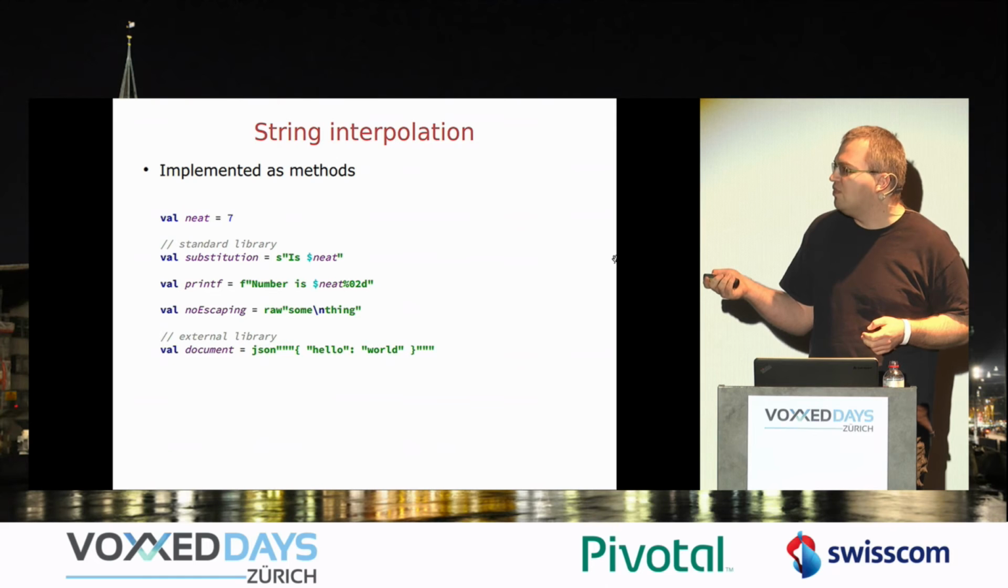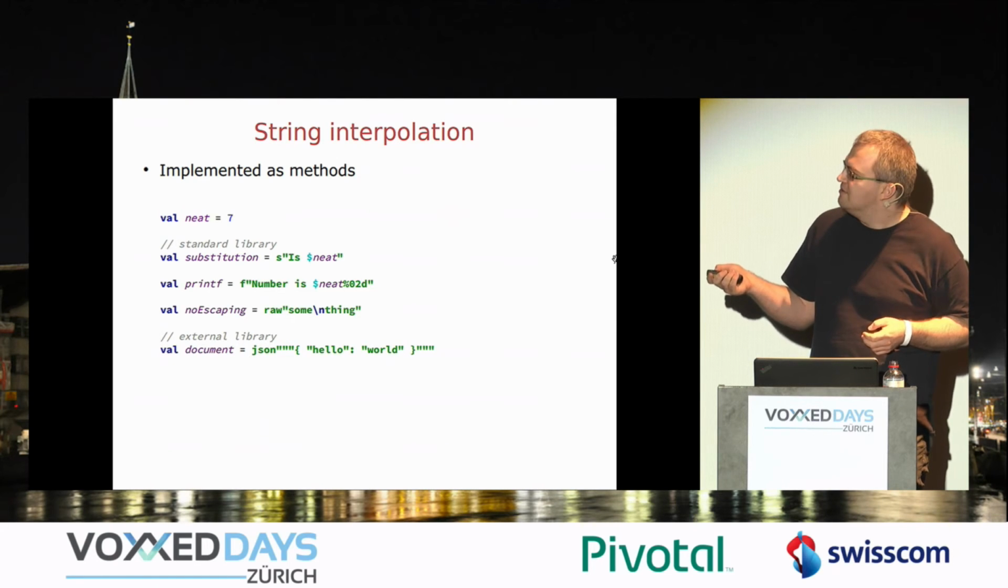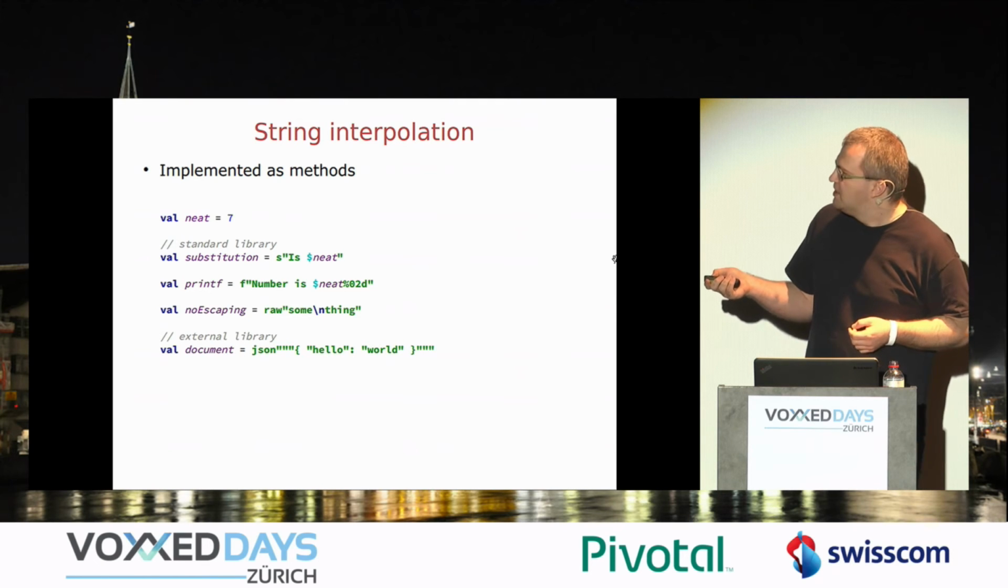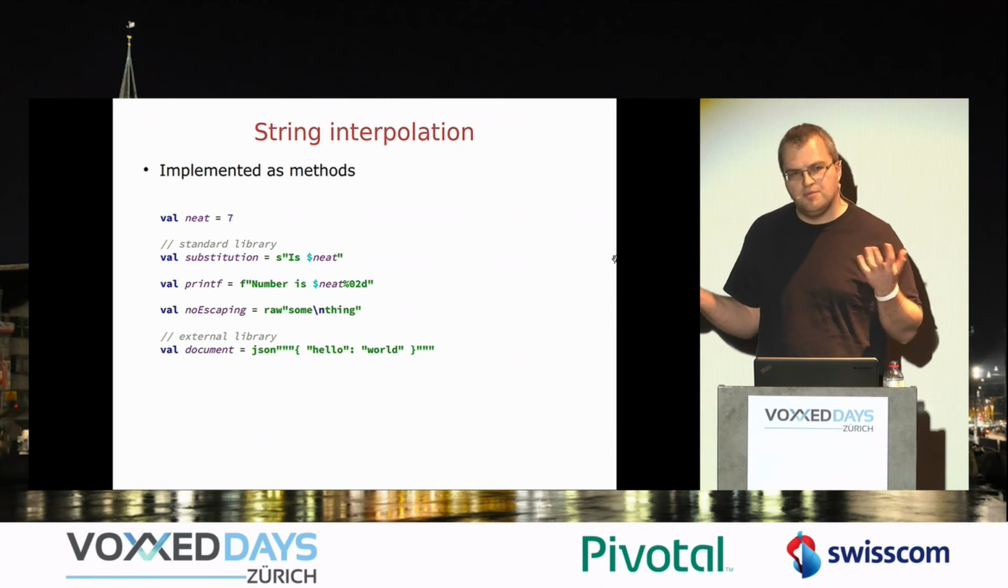And then there's another one called raw, which does the no escaping formatting. So you can put the non-escape special characters there. And as you probably have already guessed, this is all programmable. Let's say you import some external library that has a different string interpolation method implemented, just like, for example, creating a JSON out of string. Very, very nice. So this all works. There are libraries that implement the things.